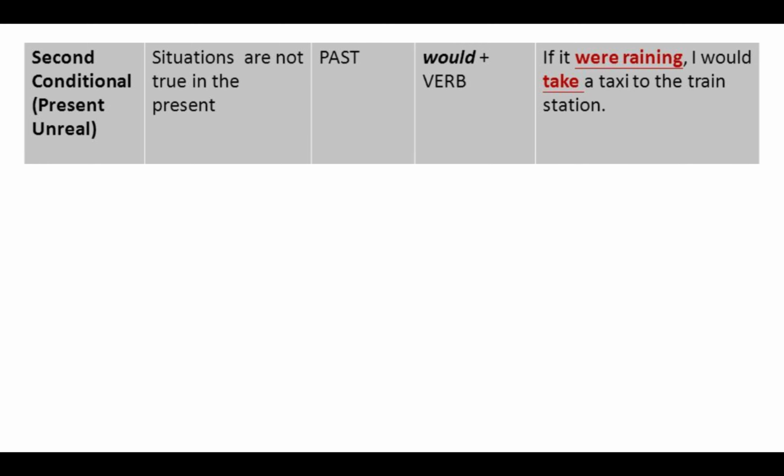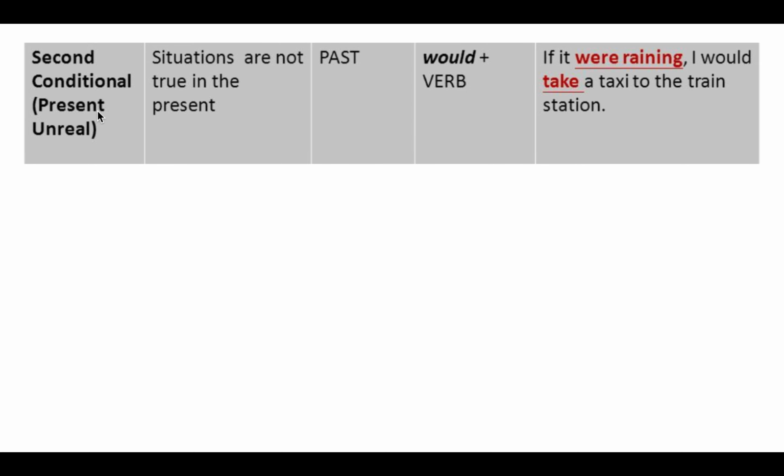Here's a new one for you. It's called the second conditional, and it's also called the present unreal conditional. It's present because the situation happens in the present, but it's unreal because the situation is not true in the present. And an example of this is, if I were taller. Is it possible for me to be taller? No, right? I'm at an age where I cannot grow taller. I can probably only grow shorter at my age. So that's not possible. It is unreal, right?